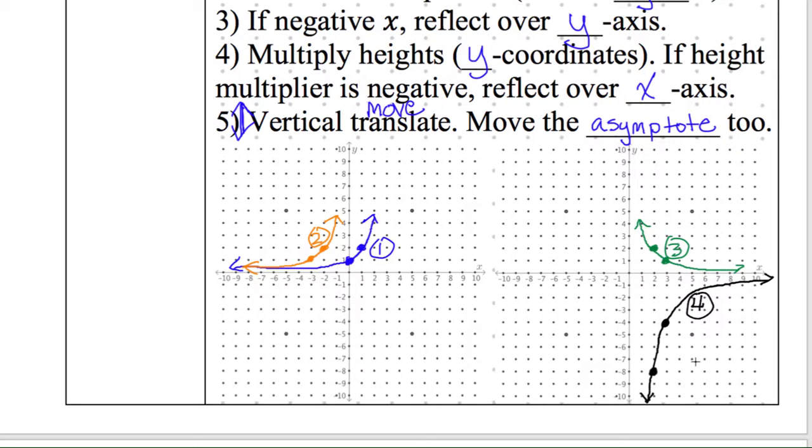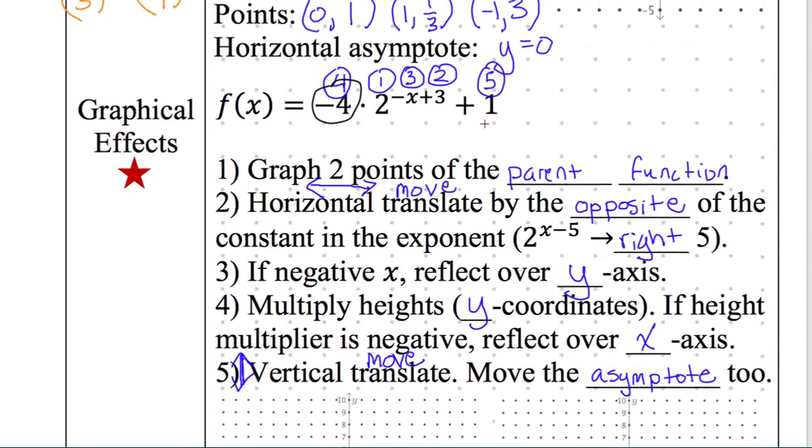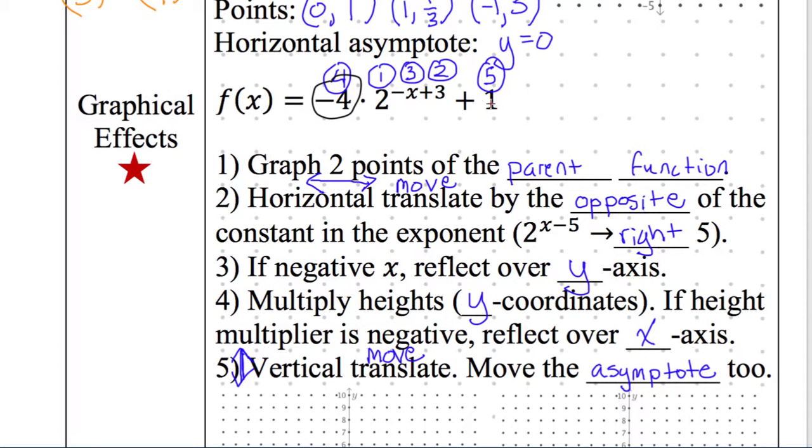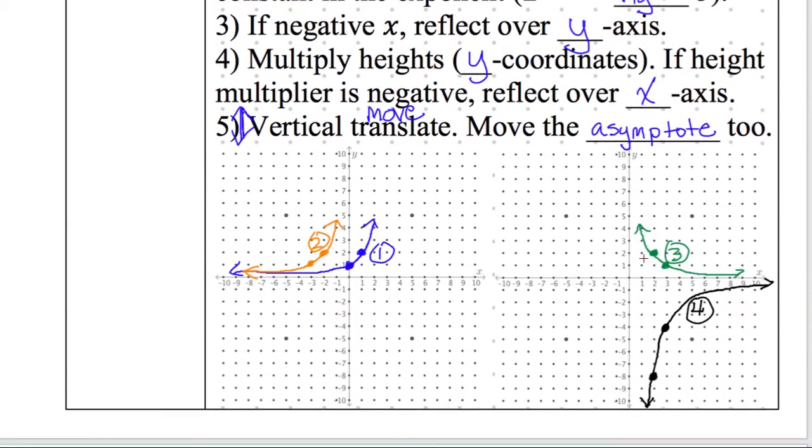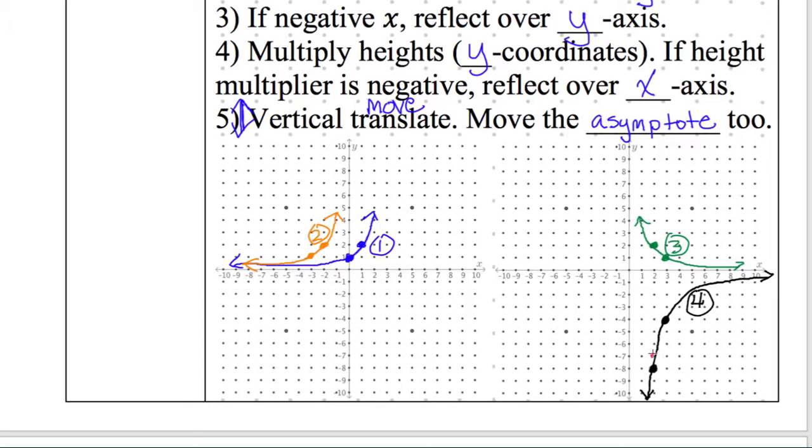And then finally, this is the last step, and it's usually the easiest step. The last step is to vertical translate, which means move. I'm moving up or down 1. Up 1, which means the asymptote now has changed. This point was here, now it's right here. This point was here, now it's right here. And the asymptote I'm going to actually draw for my final line. My asymptote is right here.